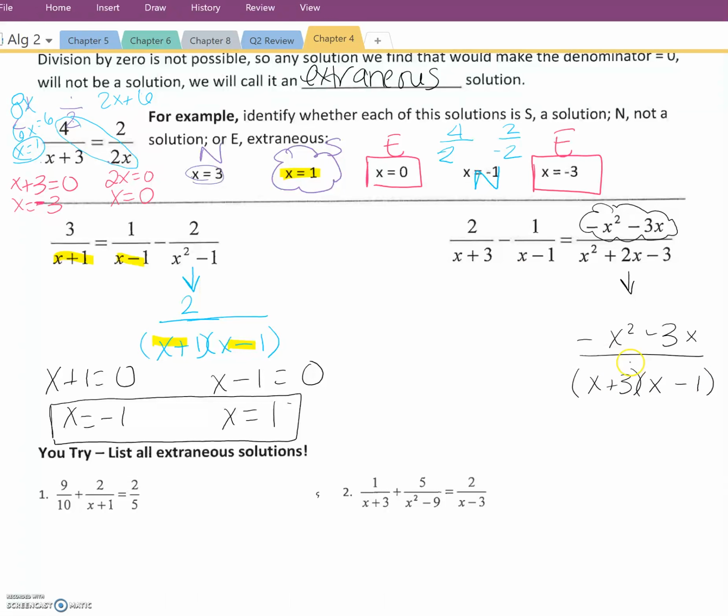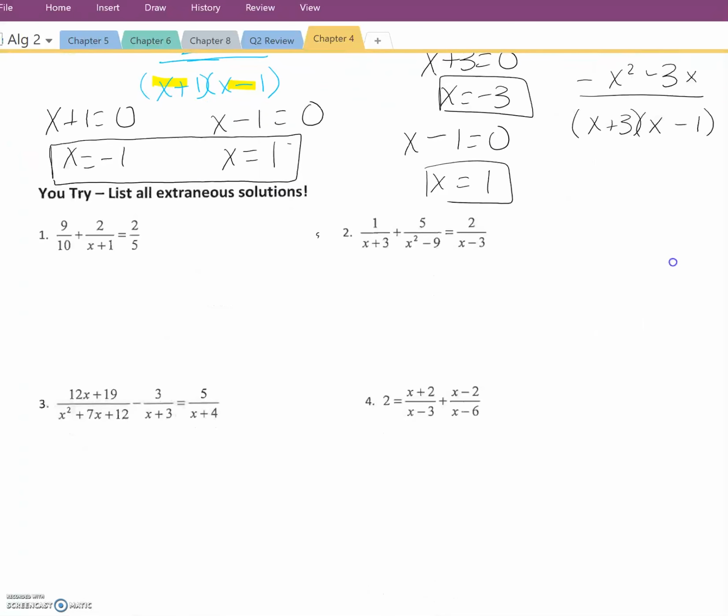Okay, again, these are all the same factors, so you just have to solve it two times. When does x plus 3 equal 0? When does x minus 1 equal 0? Well, the extraneous solutions are x equals negative 3 and x equals 1. Okay? For the bottom, what I want you guys to do is to solve these problems, list out all of the extraneous solutions. So I will solve number 1 with you, and then you guys can work on the rest of these and then answer them on the computer.